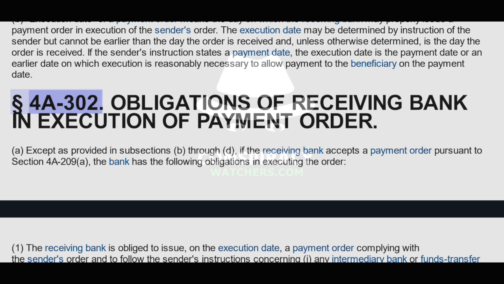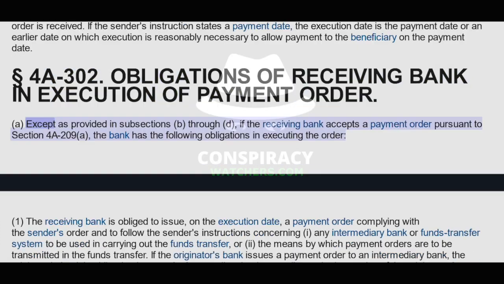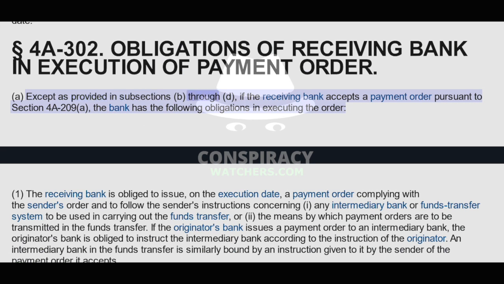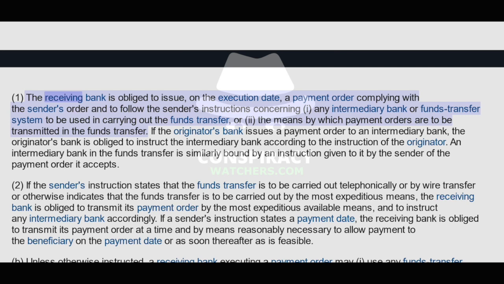Section 4A302. Obligations of receiving bank in execution of payment order. Except as provided in subsections through, if the receiving bank accepts a payment order pursuant to Section 4A209, the bank has the following obligations in executing the order. The receiving bank is obliged to issue, on the execution date, a payment order complying with the sender's order and to follow the sender's instructions concerning any intermediary bank or funds transfer system to be used in carrying out the funds transfer, or the means by which payment orders are to be transmitted in the funds transfer.